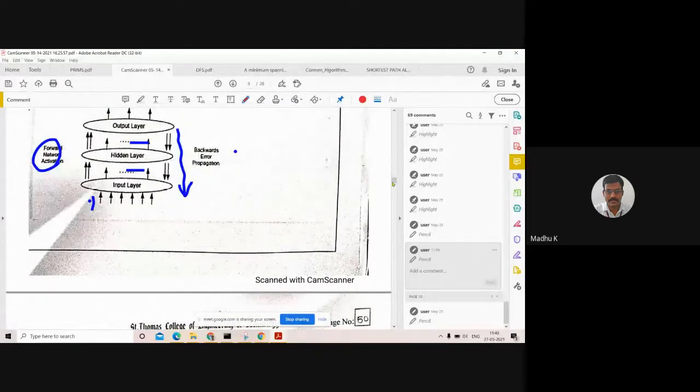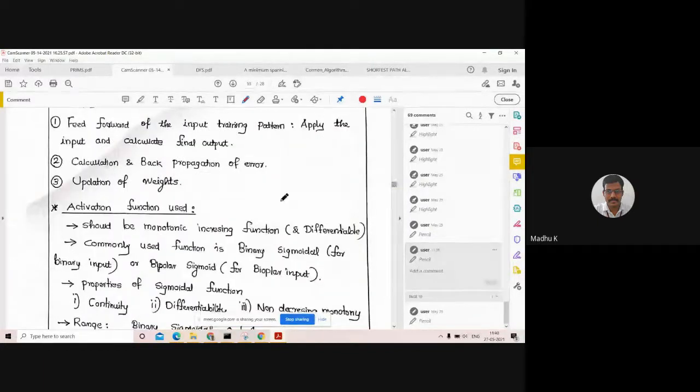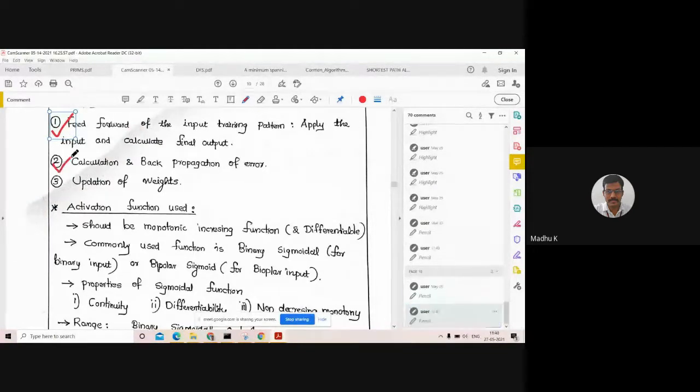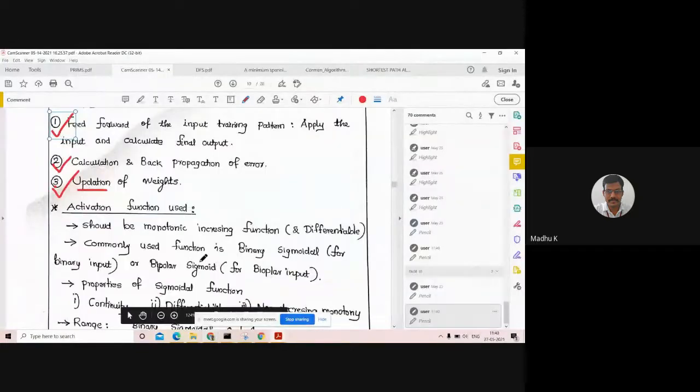You can expect very basic level questions from this. There are three phases: one is feed forward, two is calculation of back propagation of error, three is updation of weights. There are three phases involved in it.